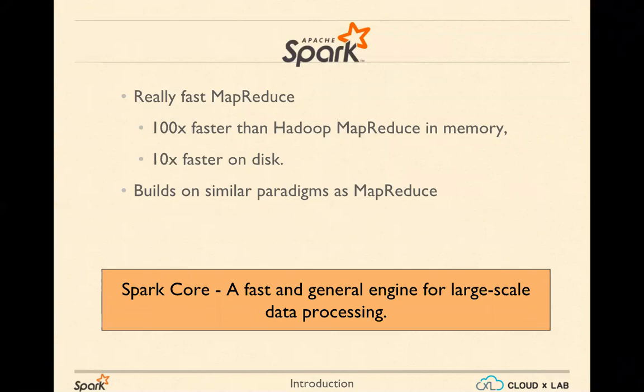In MapReduce, we generally had to write a mapper and a reducer, and the mapper used to run near the data, then the data will get sorted, and then the reducers will run. In a similar way, Spark also builds on a similar paradigm.